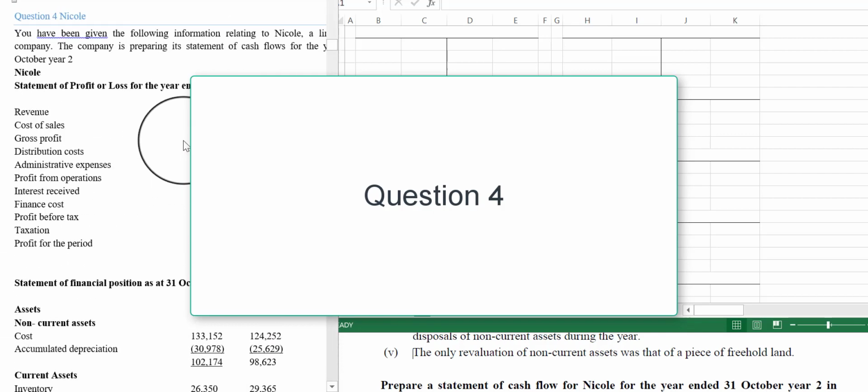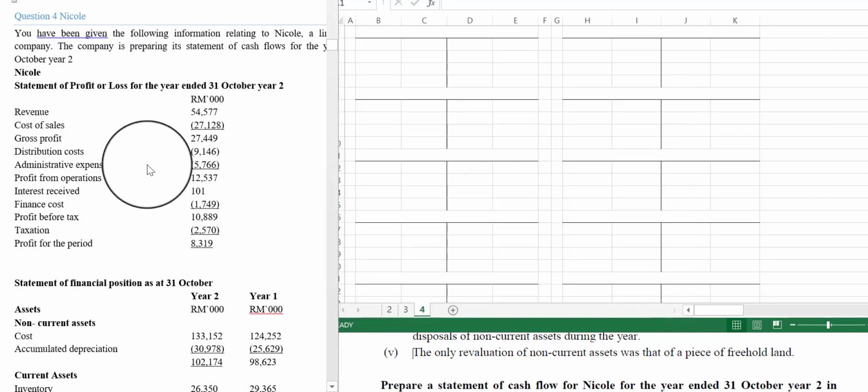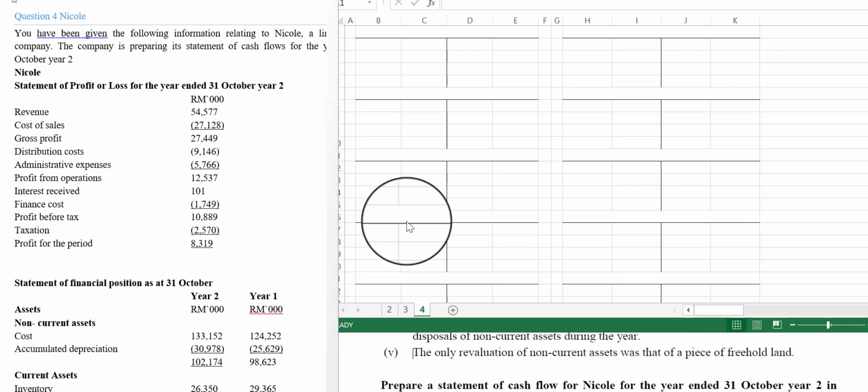Now we come to question number 4. If you look at question number 4, it's slightly different from questions 2 and 3 because in question number 4 they actually provide you the income statement, or say the profit and loss. In the profit and loss they will give you the profit before tax figure. So in this case you do not need to open a retained earnings account because the figure is already given.